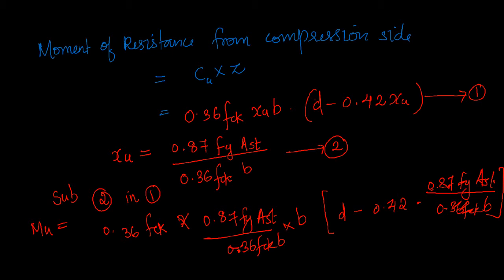We already have the expression for XU. Last class we derived the expression for XU. That is, neutral axis depth XU is given by 0.87 Fy AST divided by 0.36 FCK b, isn't it? This is the expression for XU.